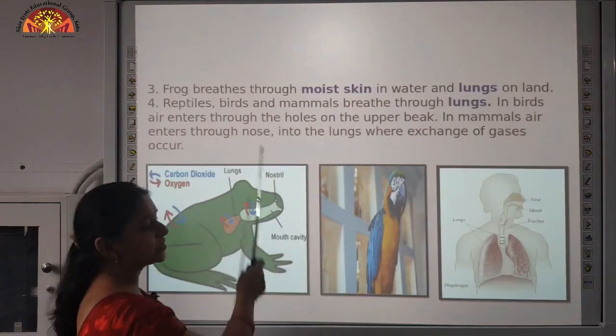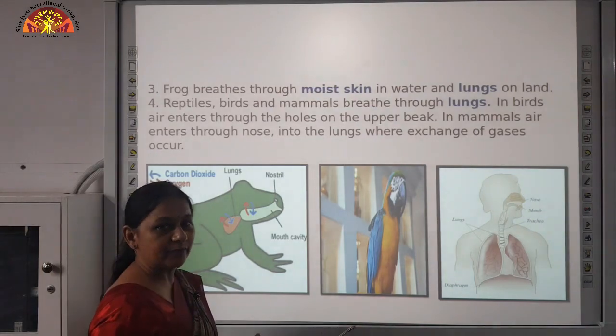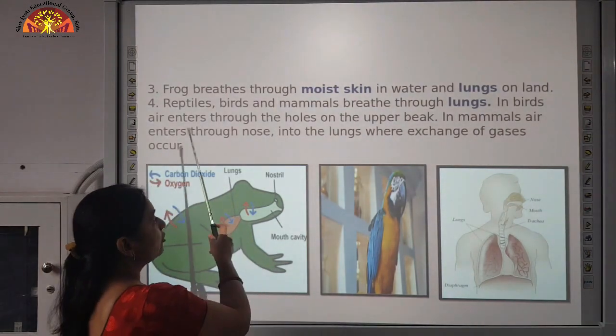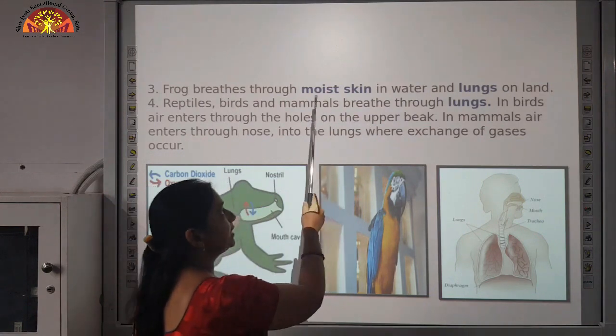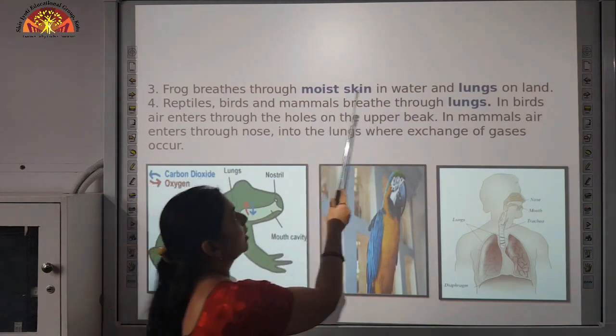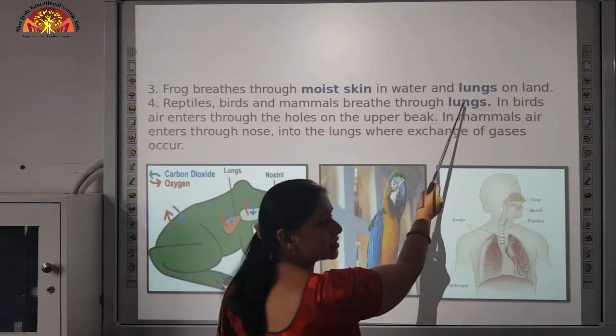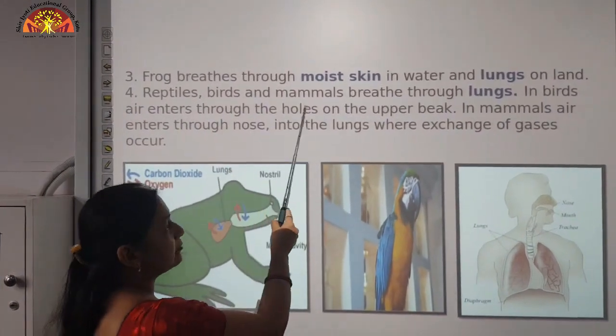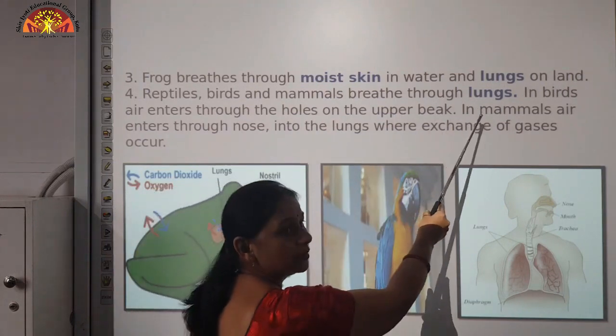Now frog. As you know, frog is an amphibian. It lives both on land and in water. So frog, when it is in water, it breathes through its moist skin. But when it is on land, it breathes through its lungs. Reptiles, birds and mammals, they breathe through lungs.